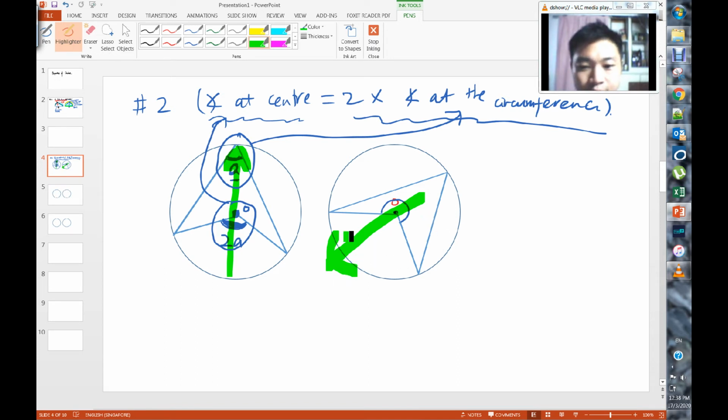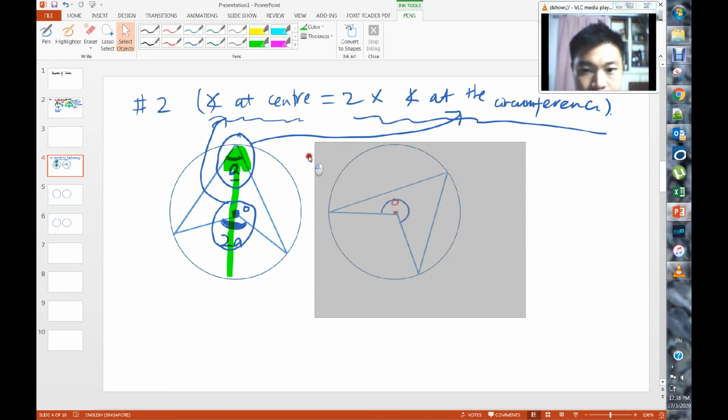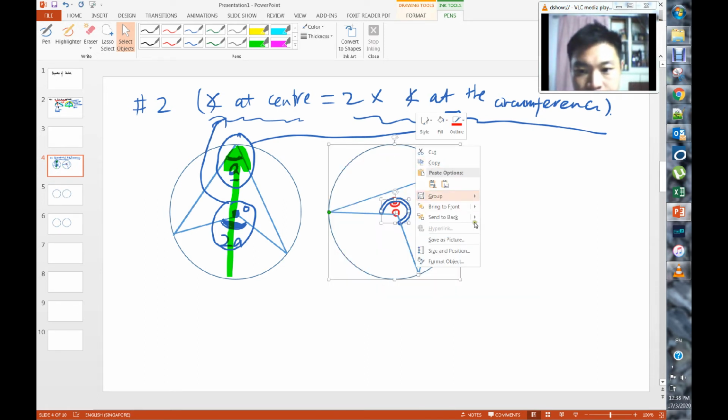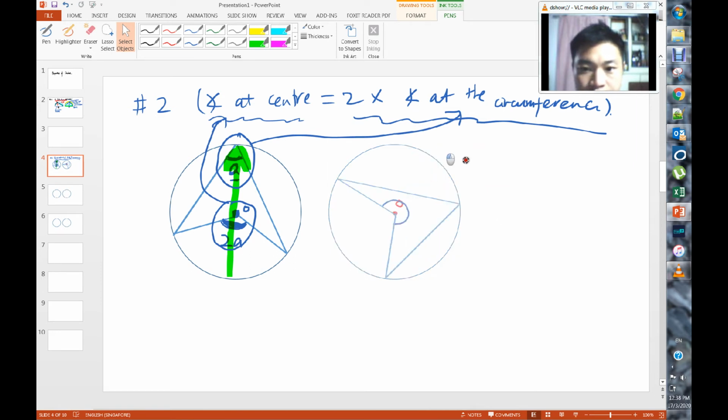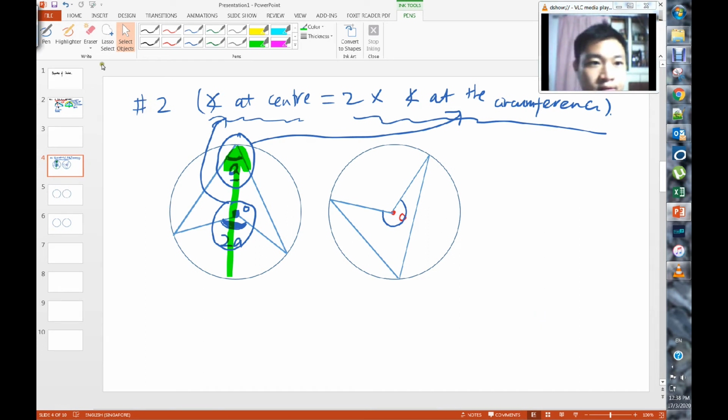What you can actually do is turn the page around. That's what I always teach my students to do. First, let me group this. If you can't see it, you can turn your page around. Then you start to see, if this is the angle at the center and you look up from it, you realize that there is no angle at the circumference if you choose this as the angle at the center.